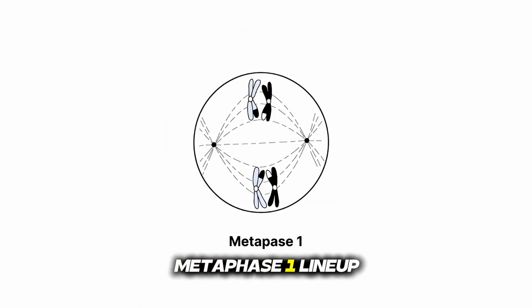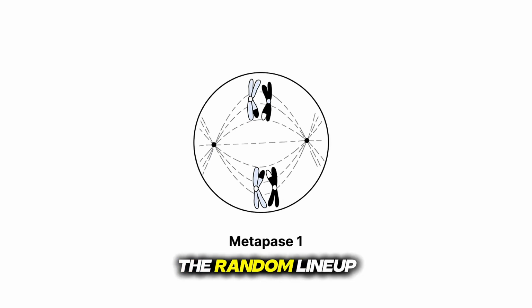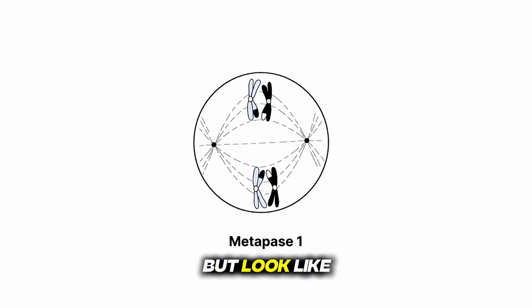Metaphase 1. Lineup time. All the chromosome pairs line up neatly across the middle of the cell, holding hands like contestants in a game show. The spindle fibers attach, ready to pull them apart. The random lineup means no 2 cells will ever be identical. That's why siblings can share parents, but look like they came from different franchises.